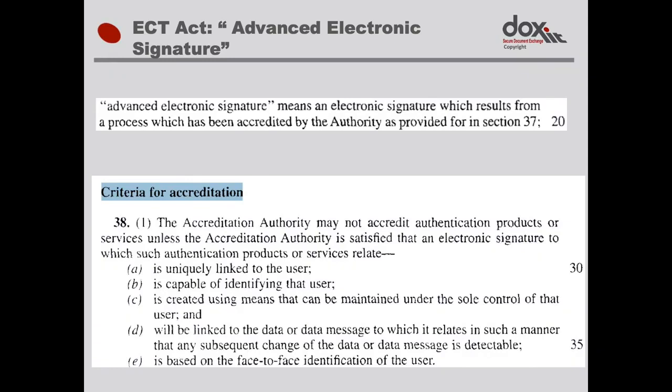It says, the accreditation authority may not accredit authentication products or services unless the accreditation authority is satisfied that an electronic signature to which such authentication products or services relate is uniquely linked to the user, is capable of identifying that user, is created using means that can be maintained under the sole control of that user, and will be linked to the data or data message to which it relates in such a manner that any subsequent change of the data or data message is detectable, and is based on the face-to-face identification of the user.